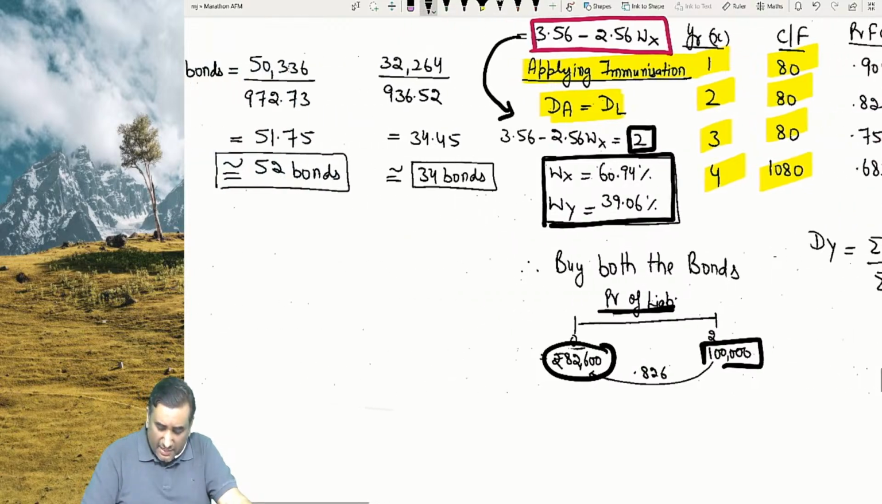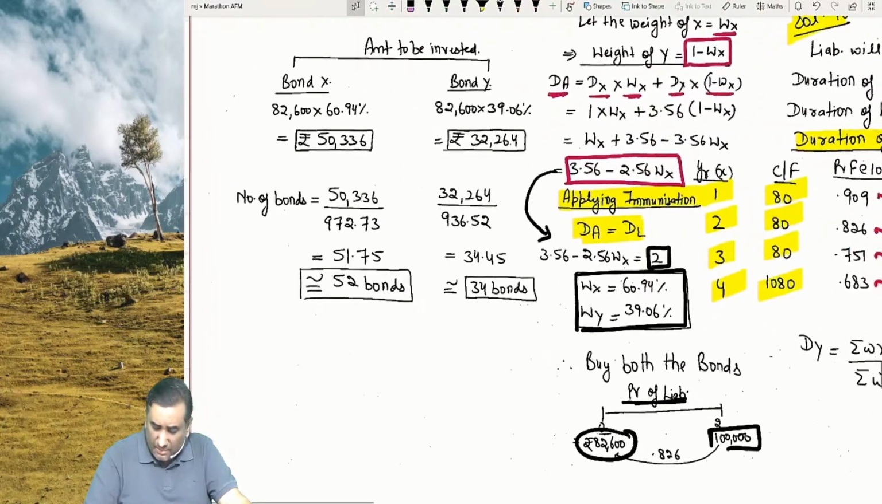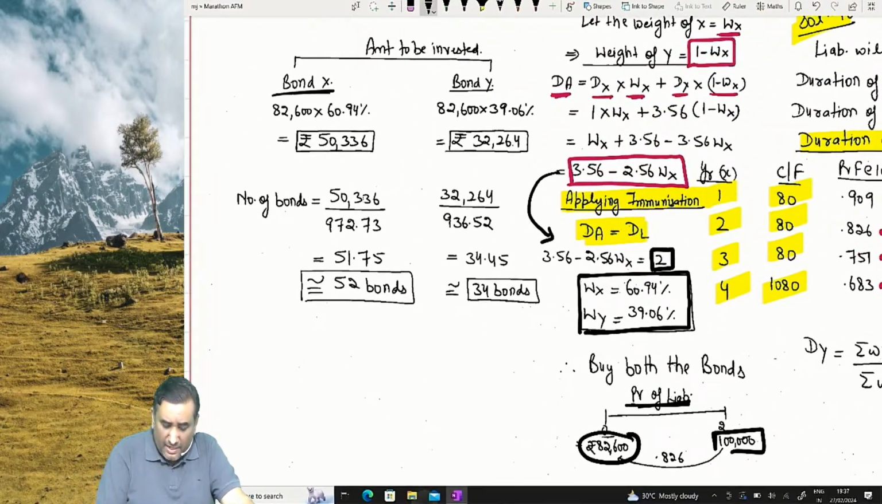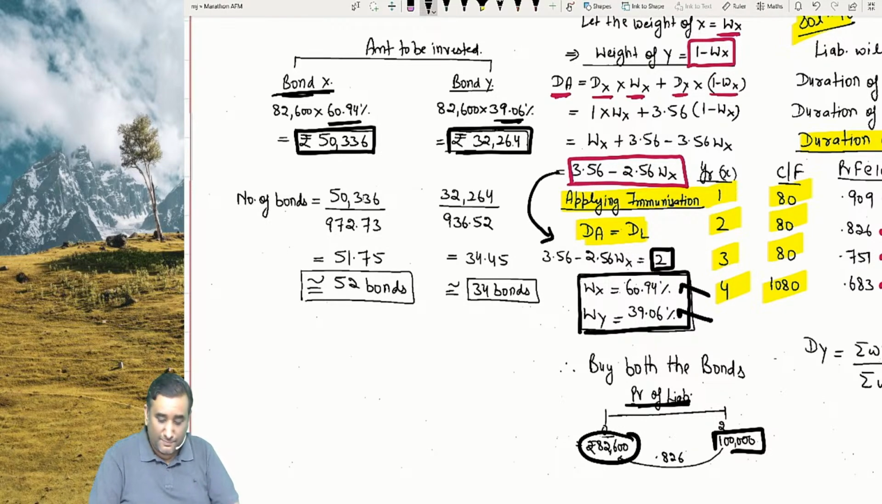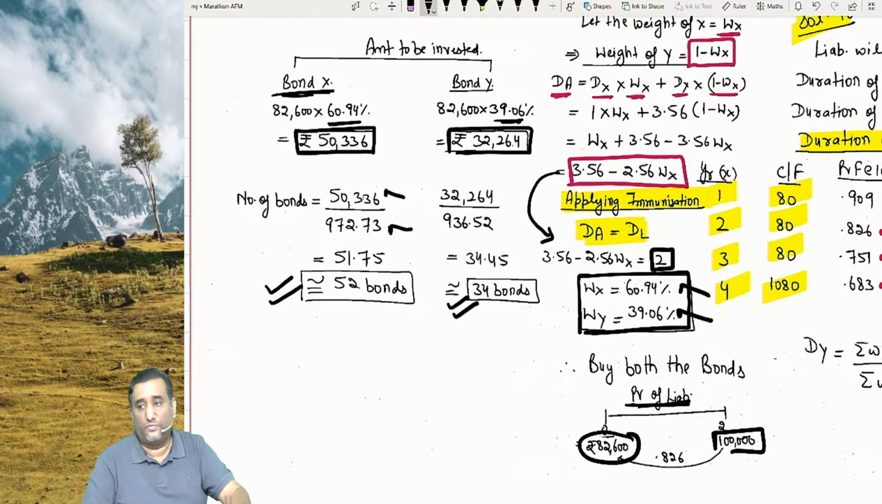If it is 82,600, then the amount to be invested would be 82,600 × 60.94% in bond X and 39.06% in bond Y. The number of bonds to be bought, these values are arising in what period? In period 0. So in period 0, divide this value by the price we are standing at now, 972.73. Approximately, buy 52 bonds of this and 34 bonds of this.